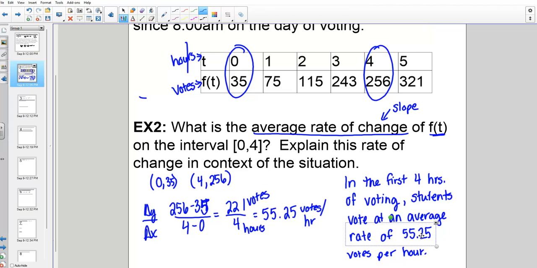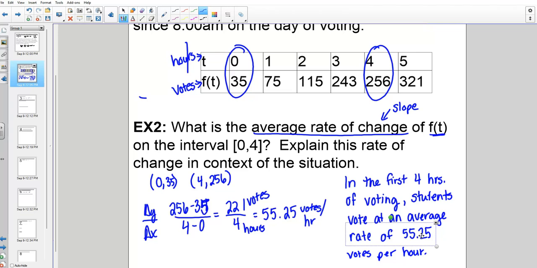So past, present doesn't really matter on this. You could say this some other ways. You could say an average of 55.25 students vote every hour. Each hour, 55.25 students cast their vote. You can word it a lot of different ways. What's really important is the units on this. It needs to have something about votes and hours whenever it's in context. And these get asked quite a bit.